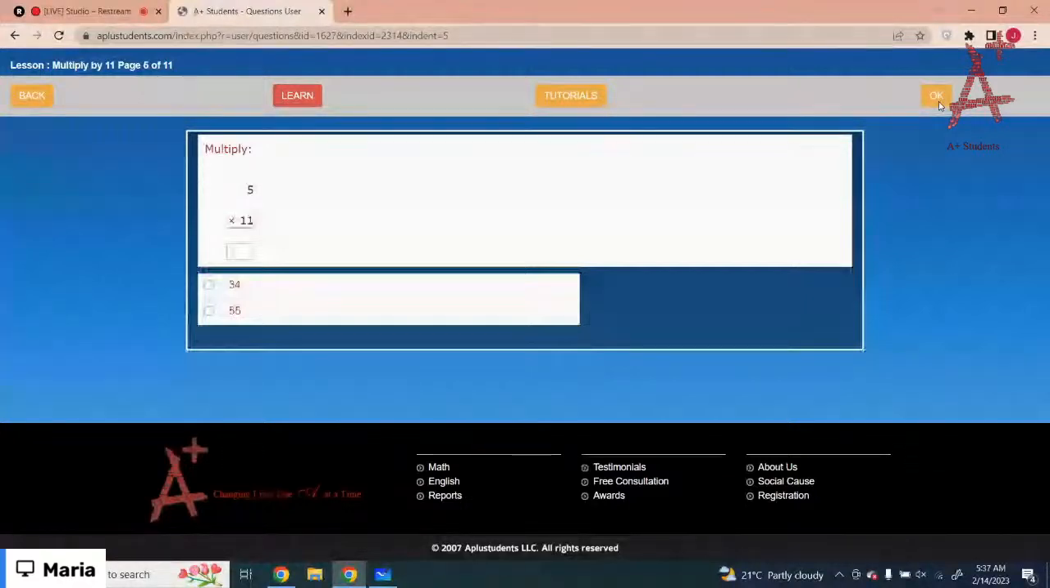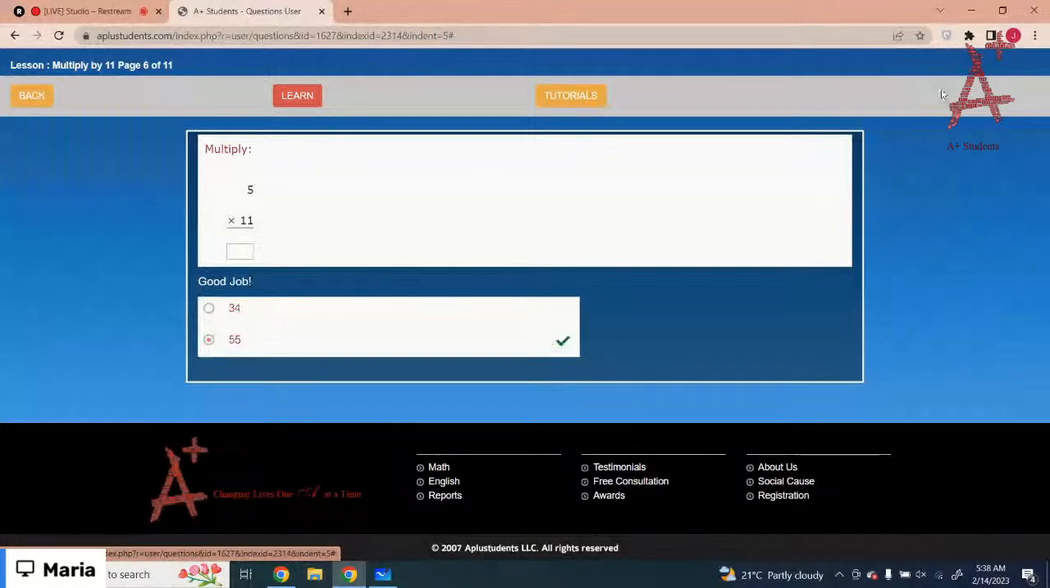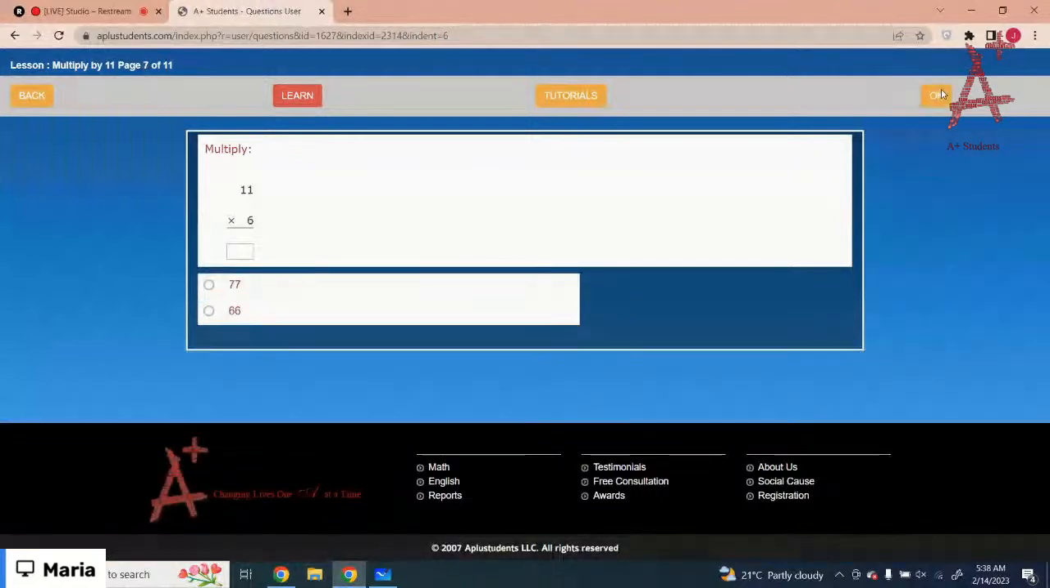5 times 11. 5 times 1 is, 5 times 11 is, yes, 5 times 11 is 55. Very good. Okay, the next one is 11 times 6. So 11 times 6 is, yes, it is 66.